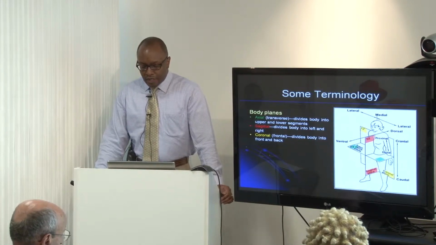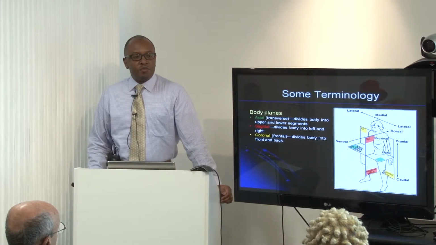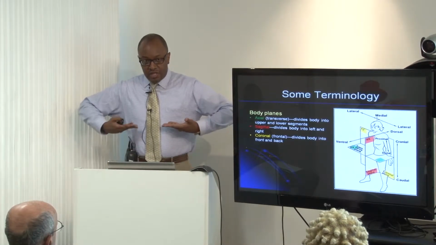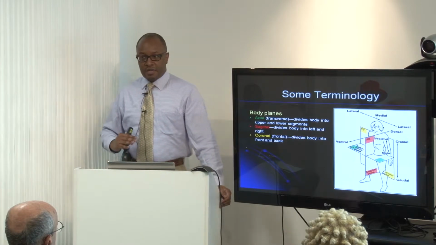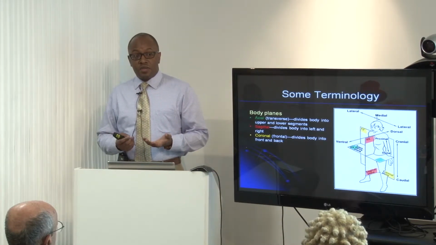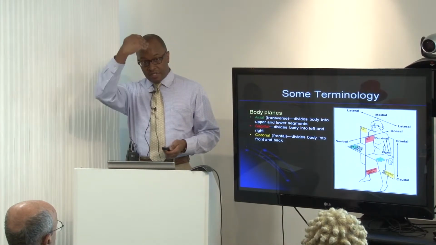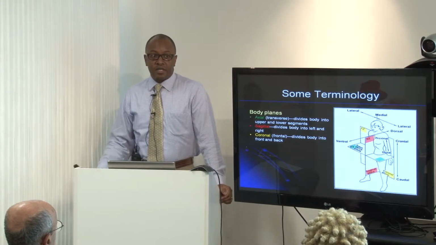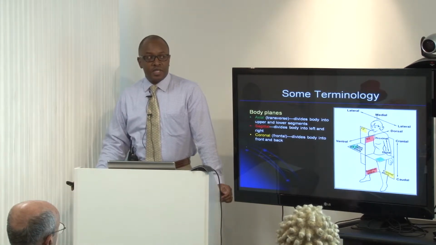So we should also talk about the body planes, because the way that we do most imaging is in the axial plane. So that means slices this way that divide you into a top segment and a bottom segment. Does that make sense? But we can look at images in other ways. So we can look at sagittal slices, which divide you into left and right portions. And we can look at coronal or frontal slices, which divide you into back and front.